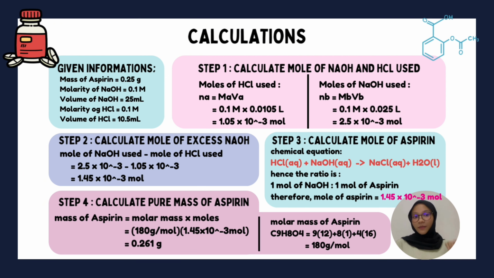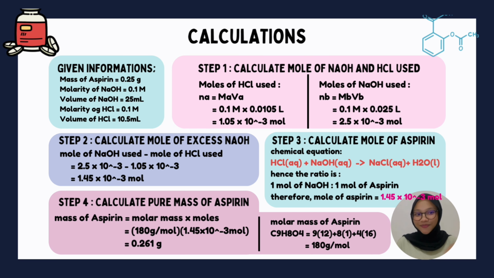For the fourth step, we have to calculate the pure mass of aspirin. But before that, we have to find the molar mass of aspirin based on its chemical formula. Then we will get 180 gram per mole. Now we can calculate the mass of aspirin, which is molar mass times moles. Then we will get 0.261 gram.